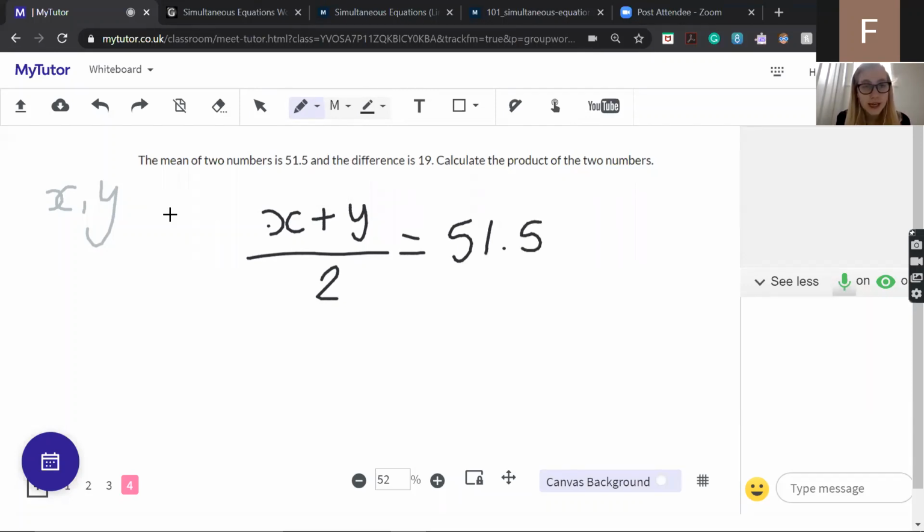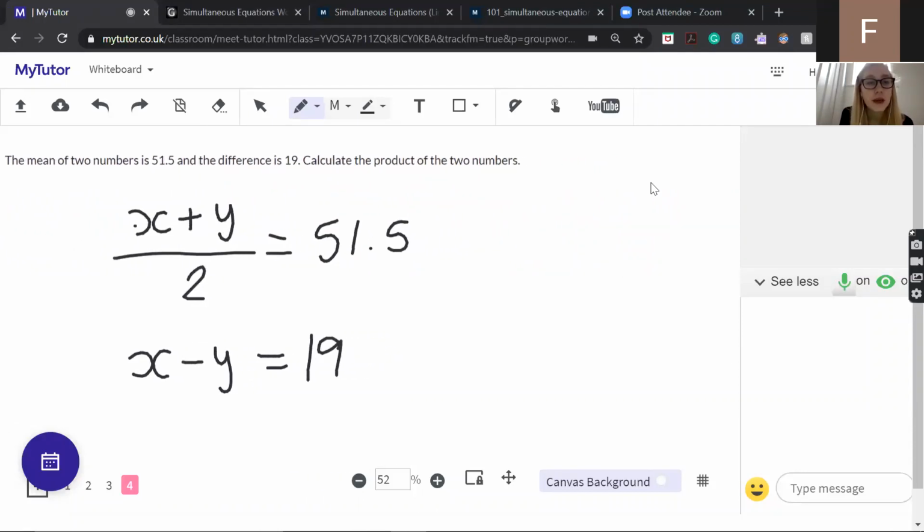Now let's have a look at the second bit. The difference is 19. Well, let's just call X the bigger one. Because we've just assigned them X and Y, we can assign them either way around, so it doesn't matter which one. We can just say that the difference, for example, X minus Y equals 19. Cool, so now we've got two equations that we found from this.